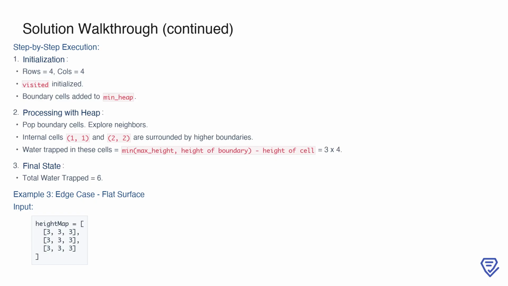For both (1, 1) and (2, 2), the trapped water is 3 units per cell, as the boundaries are at height 4 and the cell heights are 1. After processing all cells, the total water trapped in this grid is calculated to be 6 units. This demonstrates how the algorithm efficiently handles grids with internal basins surrounded by higher boundaries.